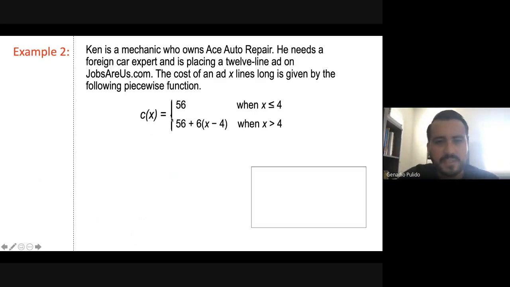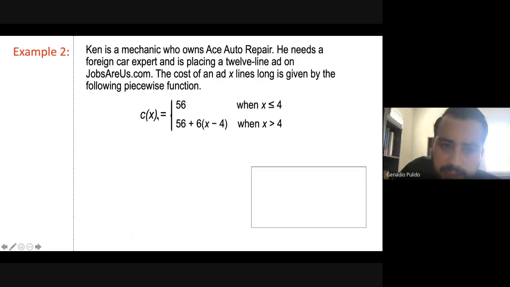So we have C of X is equal to 56 when X is less than or equal to 4, and C of X is equal to 56 plus 6 times X minus 4 when X is greater than 4. Okay, so piecewise function means that it's a function that is broken down into different pieces. That's where it gets its name. So how do we interpret this?